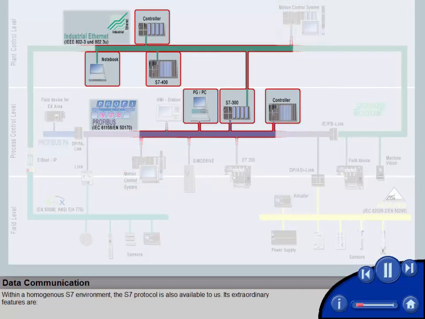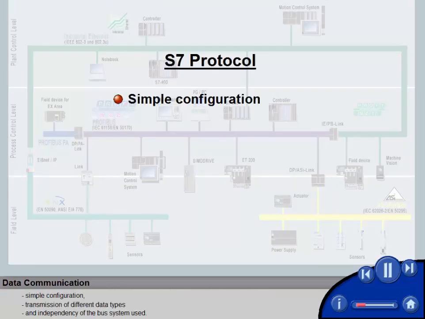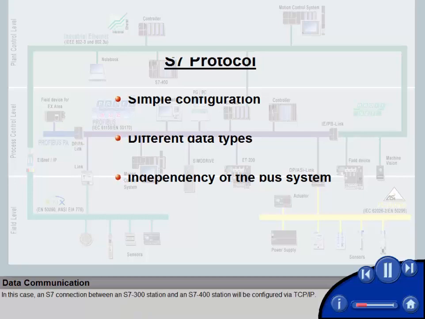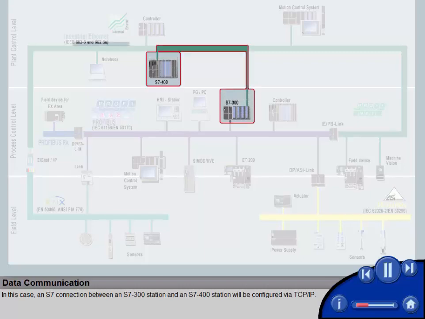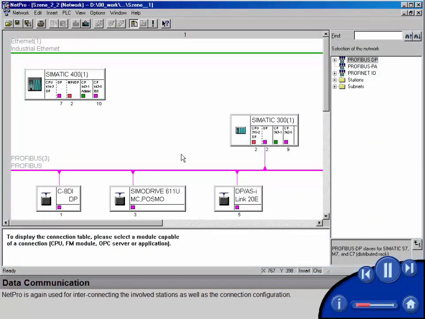Within a homogeneous S7 environment, the S7 protocol is also available to us. Its extraordinary features are simple configuration, transmission of different data types, and independency of the bus system used. In this case, an S7 connection between an S7-300 station and an S7-400 station will be configured via TCP/IP. NetPro is again used for interconnecting the involved stations as well as the connection configuration.